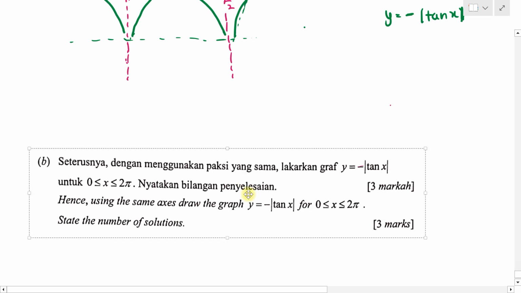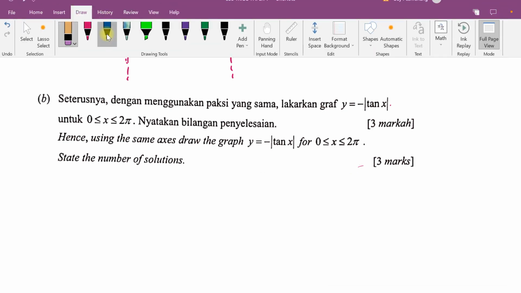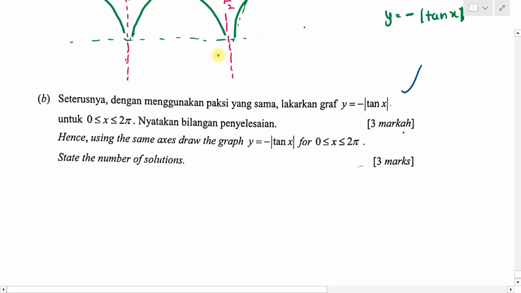Okay, so what I did was I do the tangent x first, then all dotted lines first, so I get an idea. So I draw like this. Then if it is modulus, we move everything up. Okay, it will become like this. And then if negative modulus, bring everything down, do a reflection. Something like that. The top will not exist.